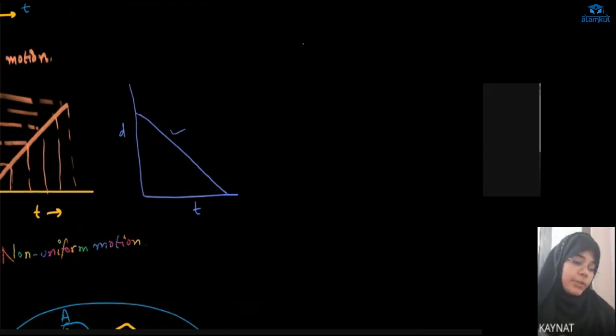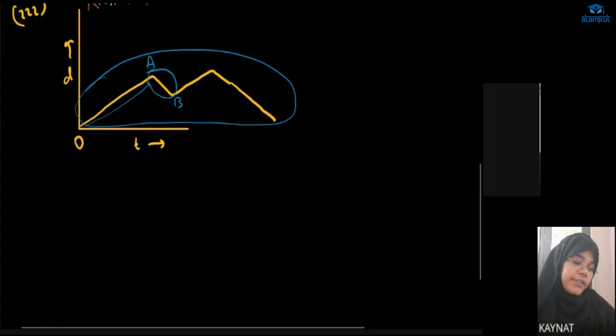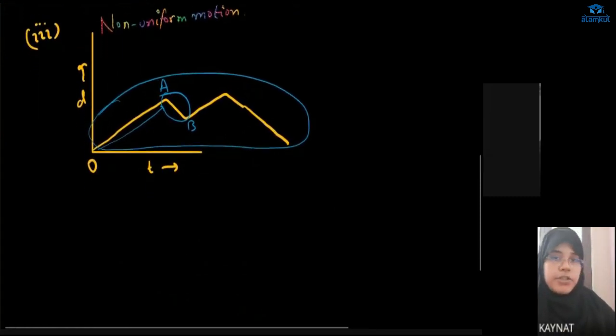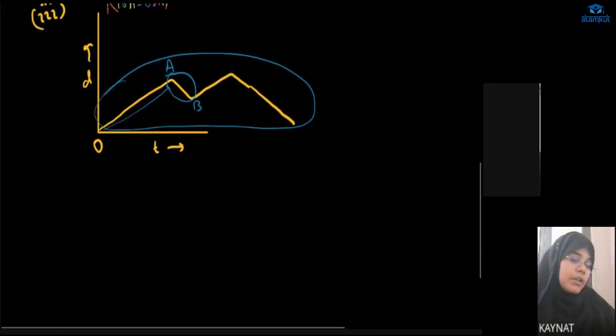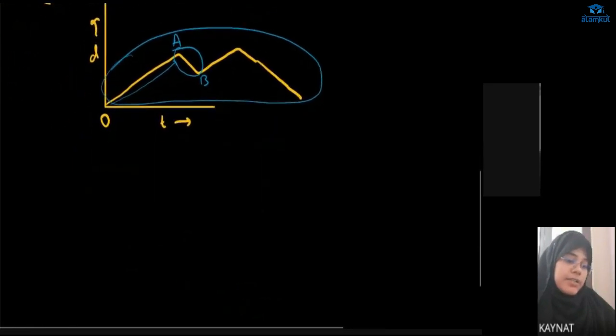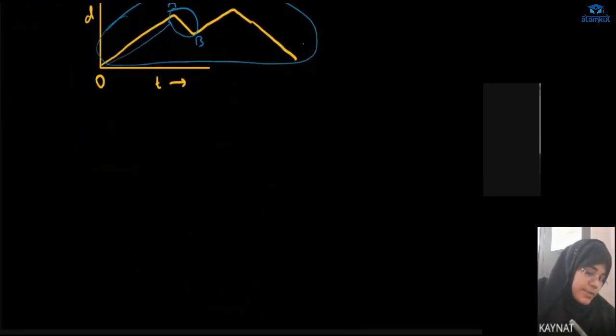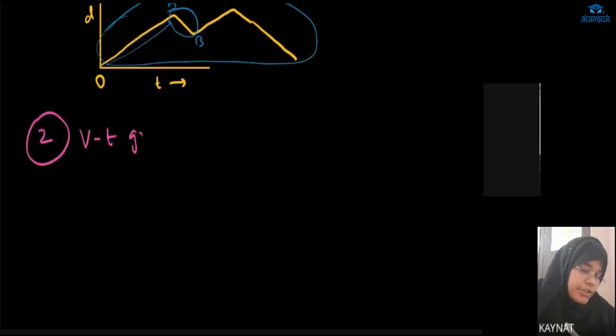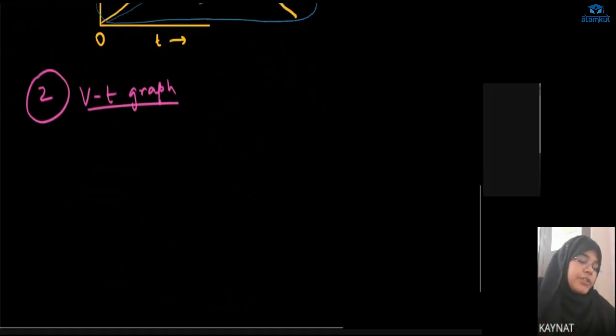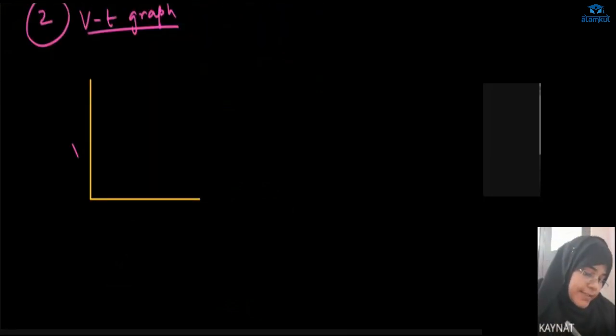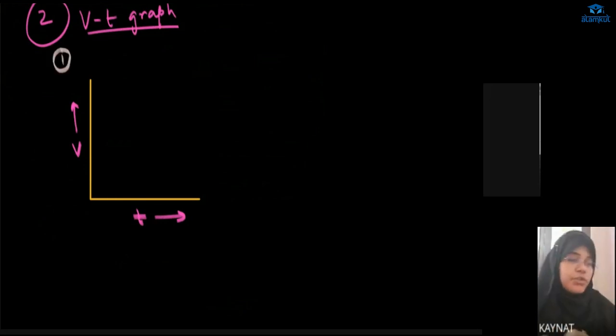But if it would be like this, then the whole journey would represent non-uniform motion. Clear? Okay. Now the second comes velocity time graph, the VT graph. So here, let us take this as V, and then time will obviously be on the x-axis. Okay. So V. Now see the very first, uniform motion.